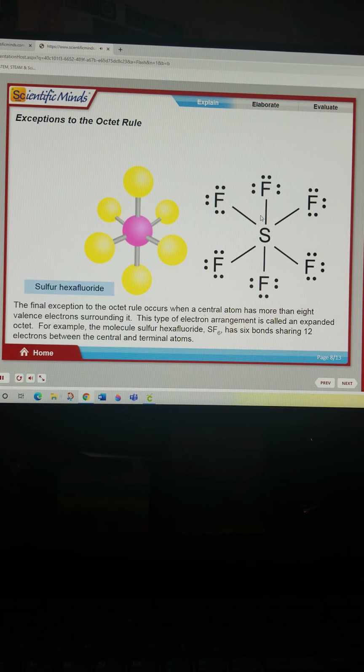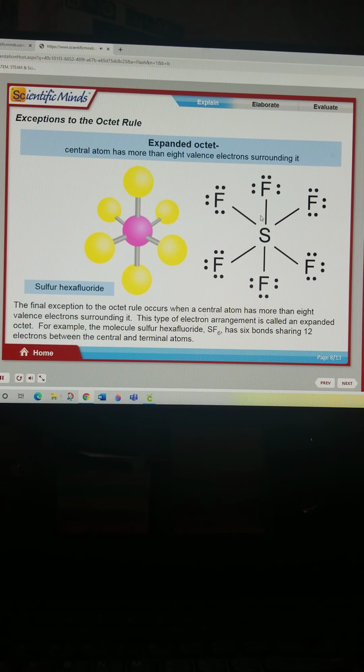The final exception to the octet rule occurs when a central atom has more than 8 valence electrons surrounding it. This type of electron arrangement is called an expanded octet. For example, the molecule sulfur hexafluoride has 6 bonds sharing 12 electrons between the central and terminal atoms.